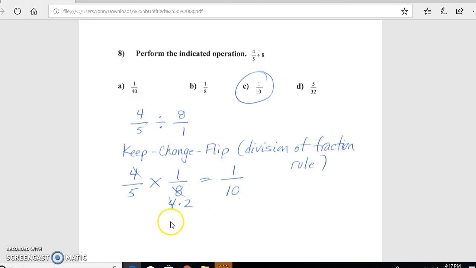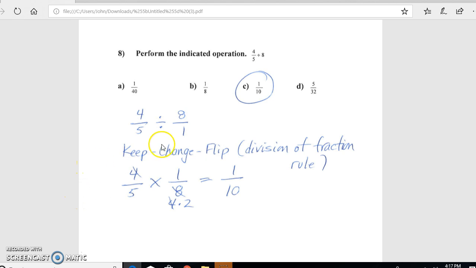be 1 over 8. And now we can take the 8 and break it down into a 4 times a 2, which is 8, and then we could cancel a 4 on the top and a 4 on the bottom here. And then whenever we're multiplying fractions, we multiply the top numbers, which would give us 1 on the top, the numerator, and then 5 times the 2 on the bottom gives me the denominator of 10.